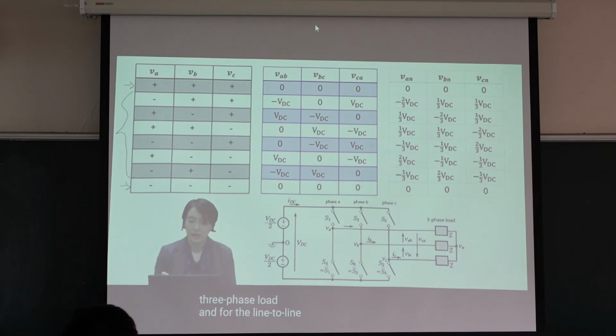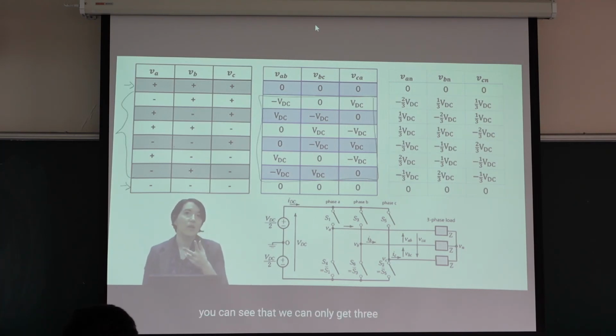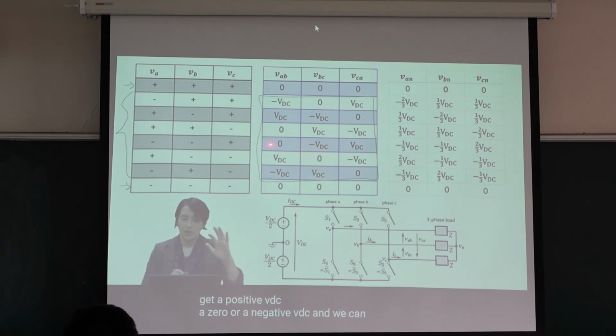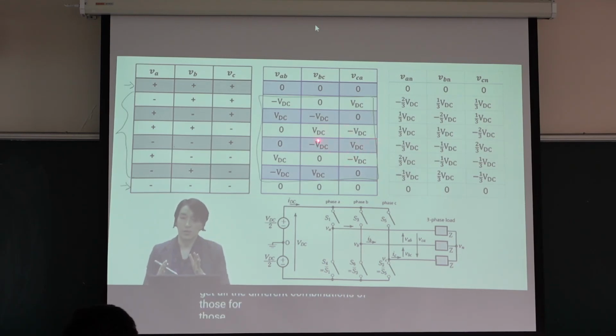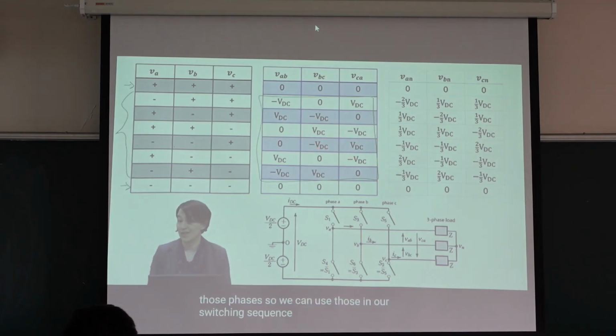And for the line-to-line voltages, you can see that we can only get 3 different values. We're either going to get a positive VDC, a 0, or a negative VDC. So we can get all those combinations: positive, negative, 0. We can use those in our switching sequence, which we'll do later.